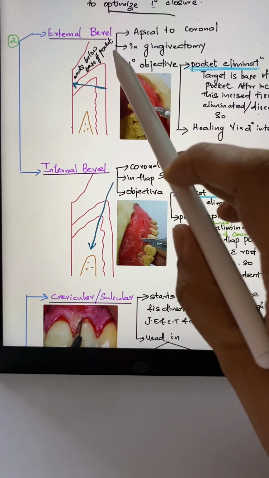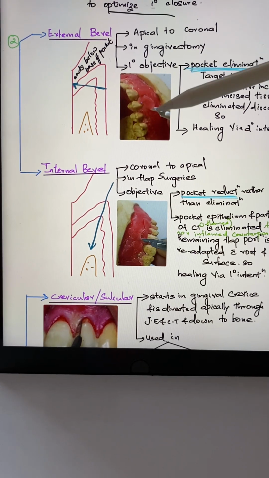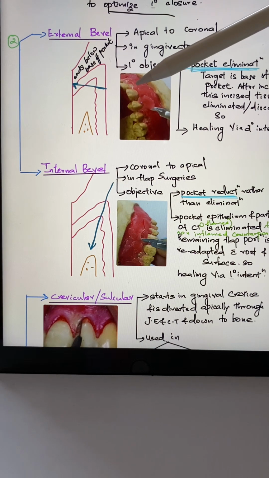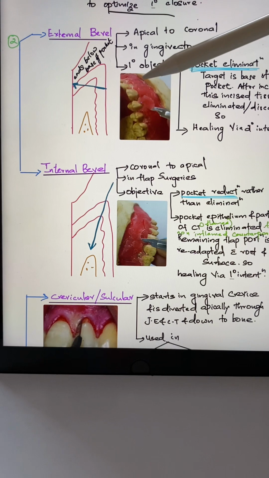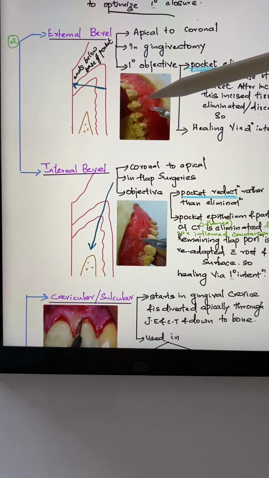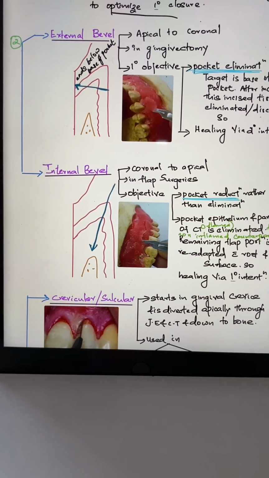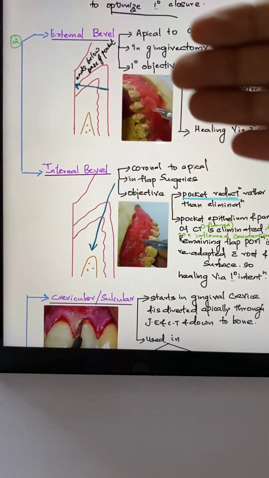The first, external bevel, means the tip of the blade has to go apical to coronal. External means outside, that means it has to go towards the tooth surface. Externally we can see the tooth surface, no? So the blade has to go from apical. See, this is the root area. It has to go from apical to coronal.